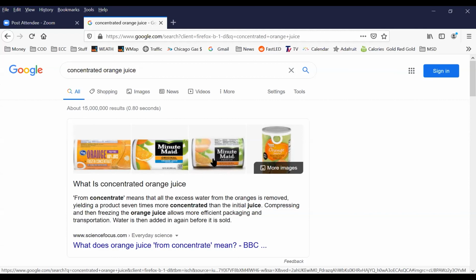And that's where the word concentrated orange juice came up, because it's a concentrated solution.